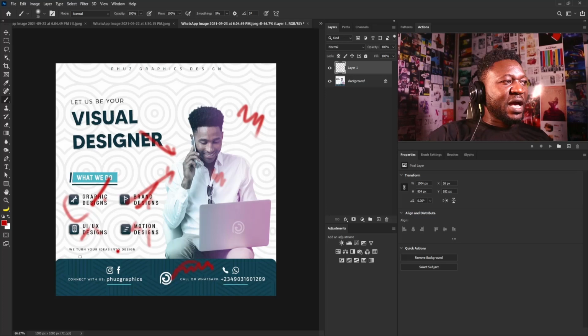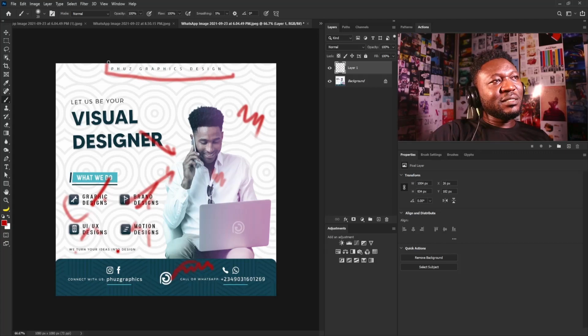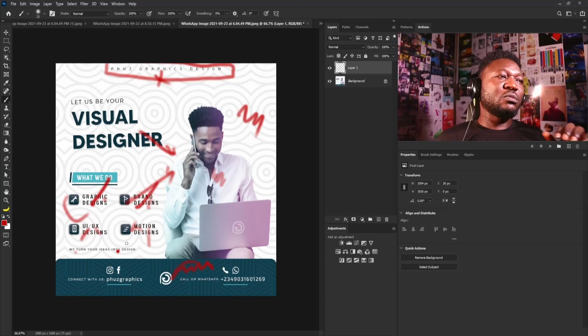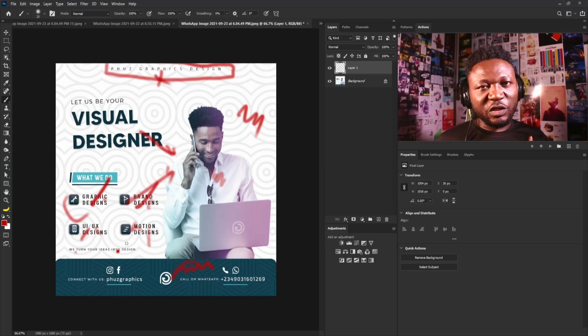Okay. And so we have, you turn your ideas into design, which is not bad. But another thing again that I notice here is please avoid placing small text close to the edge of your frame. All right, please. When you do this, you're going to make it get lost. People find it difficult to see. So please avoid that.